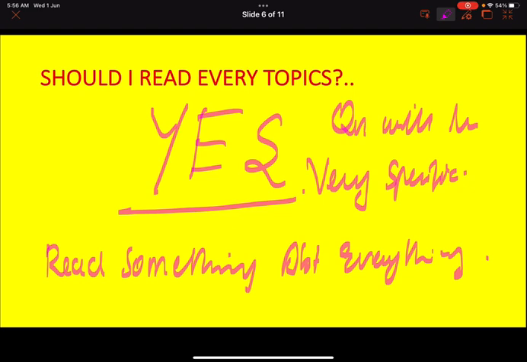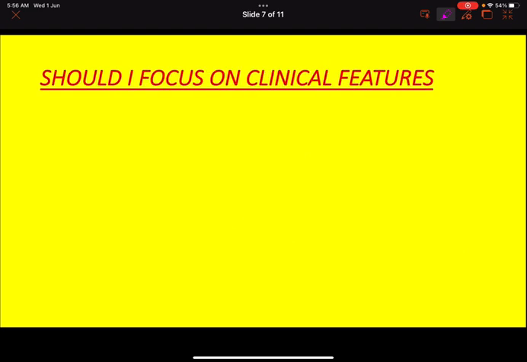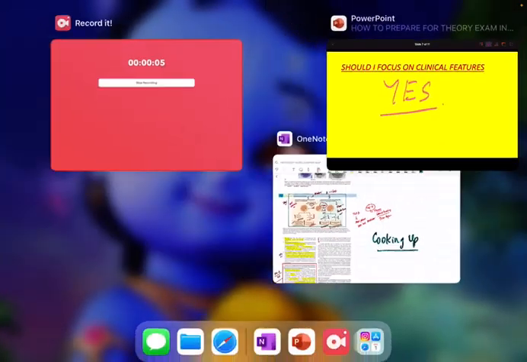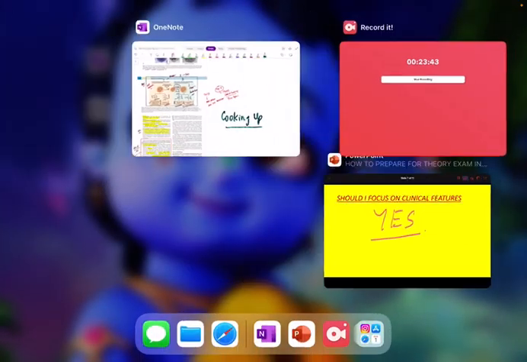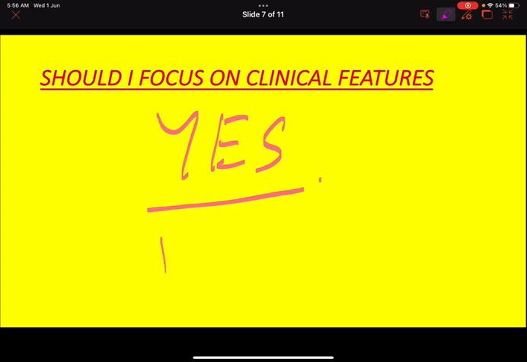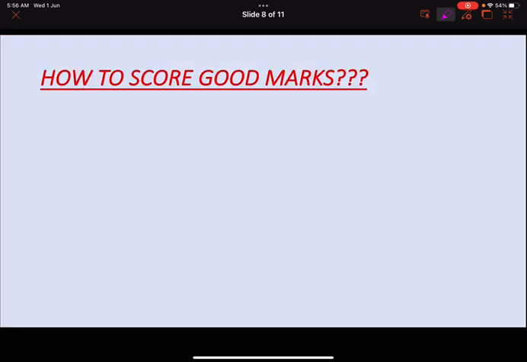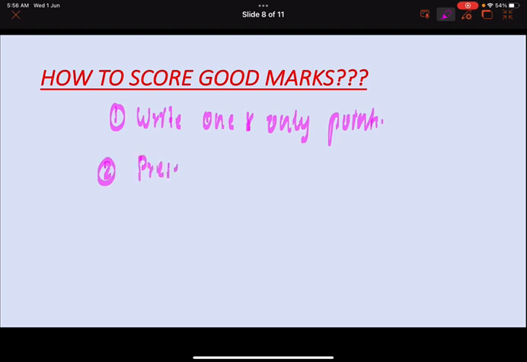Please use diagrams. Should I focus on clinical features? The answer is a big yes. I have already told you, you should focus on clinical features, because your diagnosis depends upon how you read about the clinical features. How to score good marks? The answer is simple. Write only the relevant points. Number 2, present neatly.